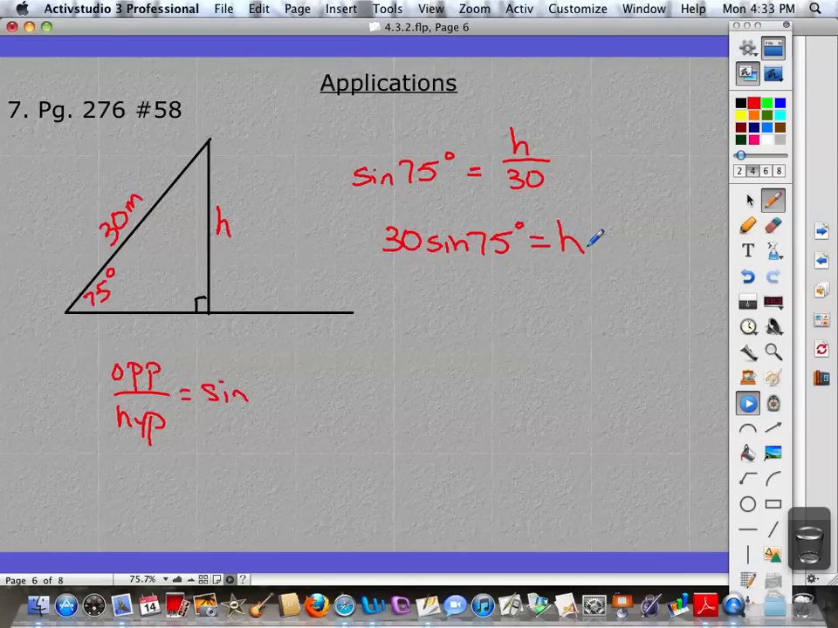So again, my angle's in degrees, so I need to make sure that the mode of my calculator is still in degrees. And I'm simply going to type in 30 sine of 75, enter. Okay? And I get 28.9777, so we're just going to go ahead and say that that height is approximately 29 meters. There is a simple application using the trig and the right triangle trig to allow us to find a height that we can't really measure directly.